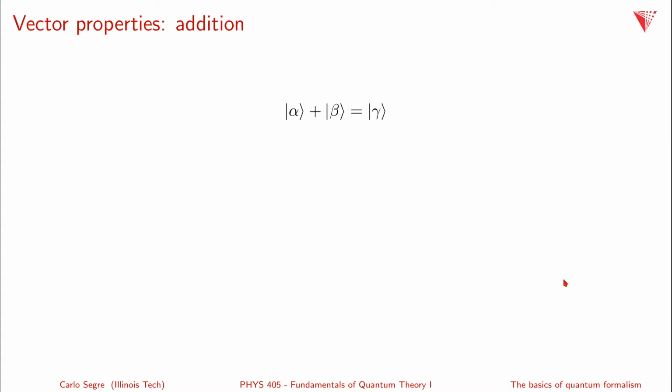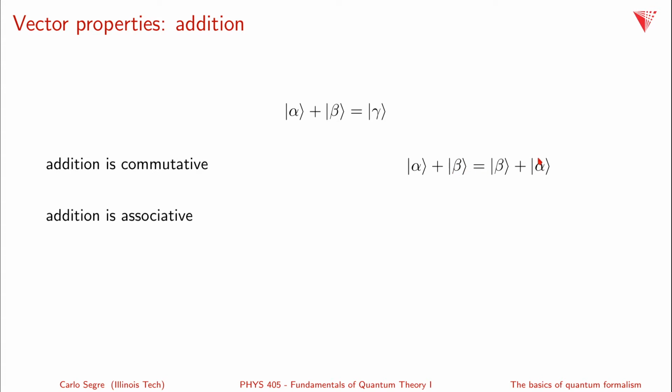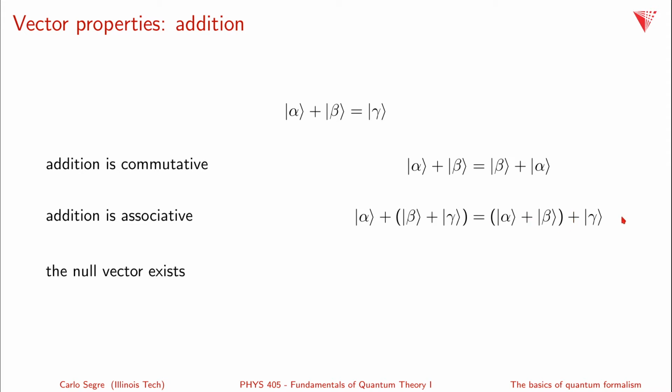Because of these similarities, we can write down a bunch of properties immediately. We can add vectors, so alpha plus beta is equal to gamma. Addition of vectors is commutative. That is, alpha plus beta is equal to beta plus alpha. It's also associative, so alpha plus the quantity beta plus gamma is equivalent to the quantity alpha plus beta, plus gamma.